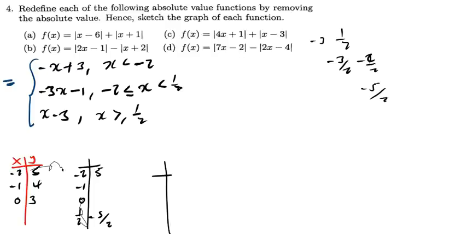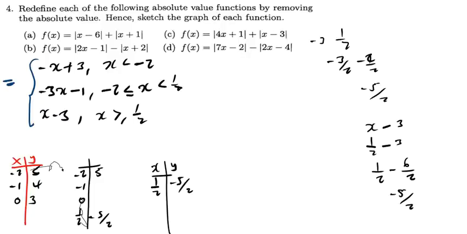Then the next one will be, if I put half, what do we expect? We have x minus 3. So half minus 3 is the same as 1 over 2 minus 6 over 2, because 6 over 2 is 3. So meaning this is going to be negative 5 over 2 as well. Negative 5 over 2 again.